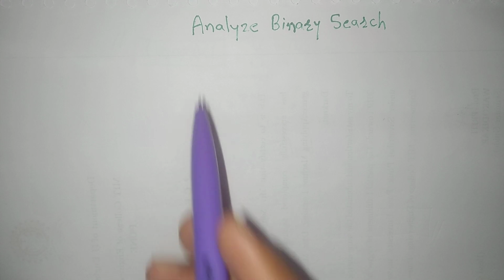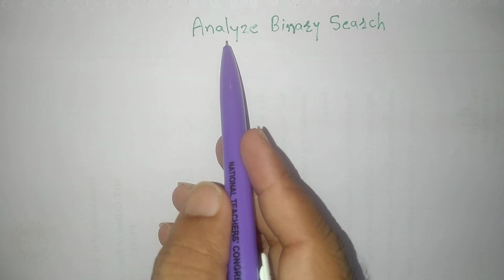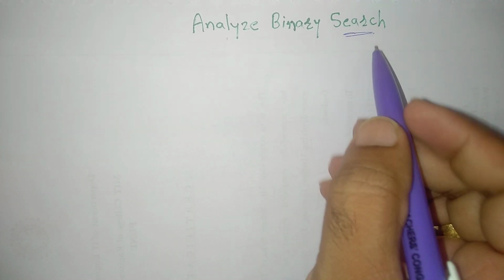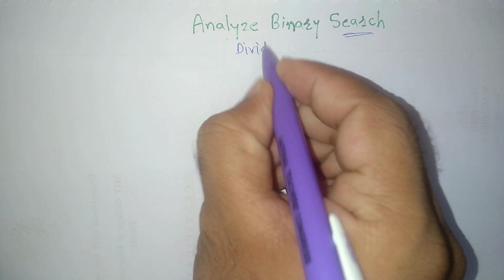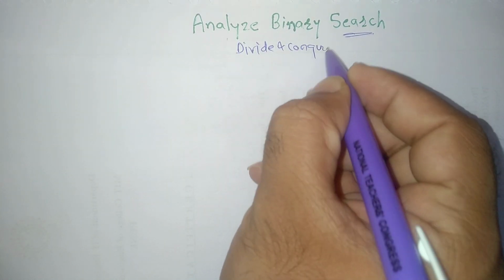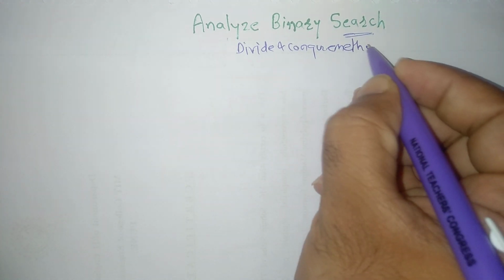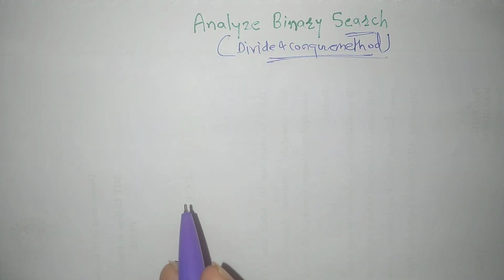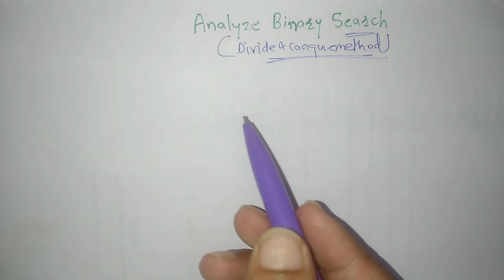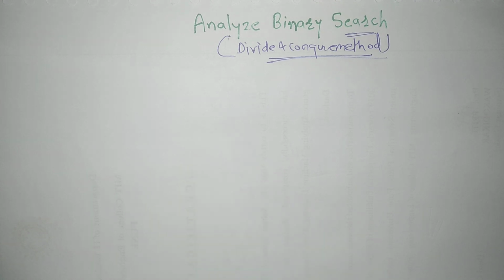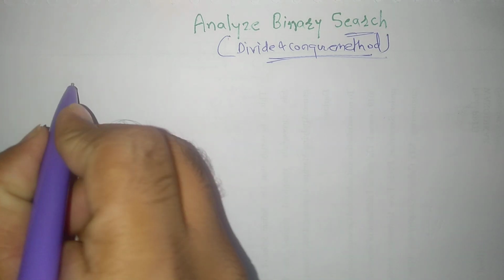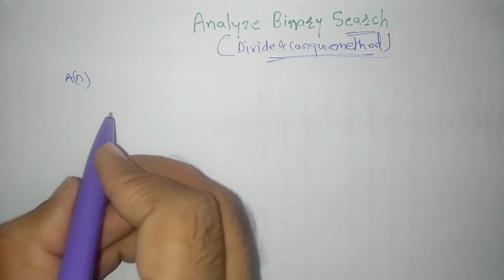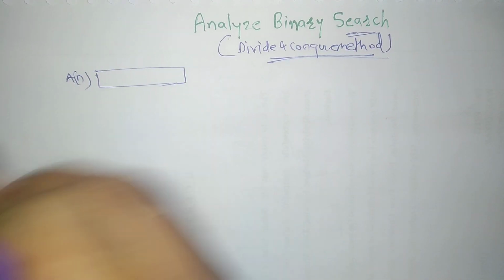Hello, in this lecture we are going to see the analysis of binary search. Binary search is also a type of divide and conquer method. We have to remember the divide and conquer method. So first we'll try to find out what binary search is, the algorithm, how it works, how it proceeds, and then find the complexity. So I will have A of n.